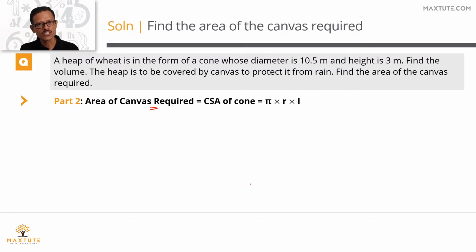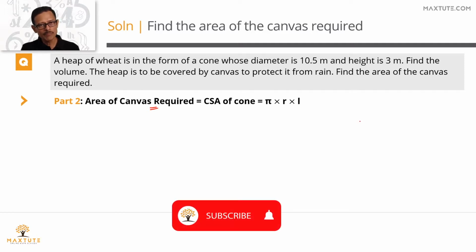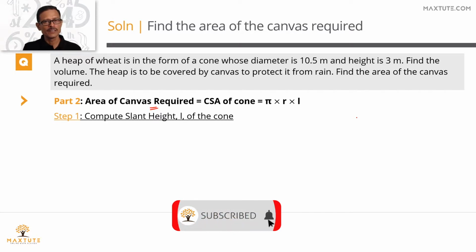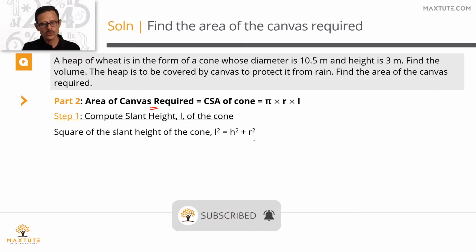Curved surface area of a cone is given by this formula pi r l. Pi we will take as 22 by 7 unless otherwise stated. r is the radius, we know that's 21 by 4. l is the slant height, which is something we don't have information on. Let's compute the slant height. Slant height computing is the first step in part 2. Slant height square is equal to h square plus r square, where h is the height of the cone and r is the radius of the cone. We have information about these two.